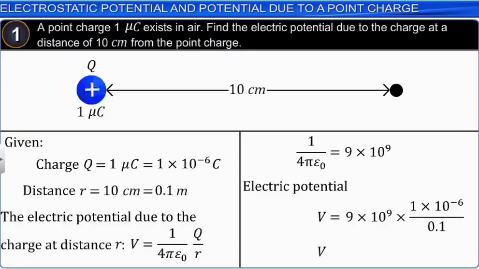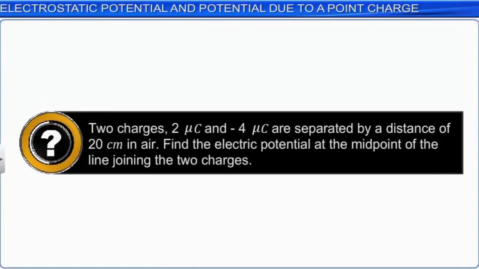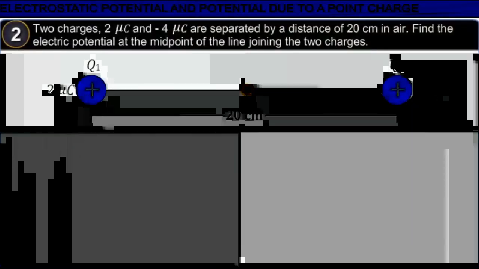Solved example 2. Two charges, 2 microcoulomb and minus 4 microcoulomb, are separated by a distance of 20 centimeter in air. Find the electric potential at the midpoint of the line joining the two charges. Solution. Given charge Q1 is equal to 2 microcoulomb equal to 2 into 10 raised to the power minus 6 coulomb.